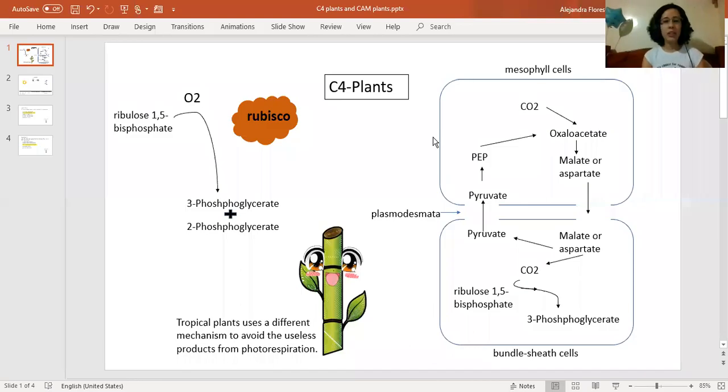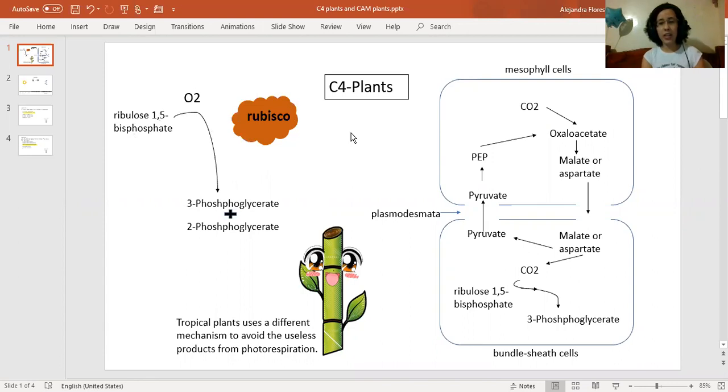Hello, today we're gonna talk about C4 plants and CAM plants. But before that, let's remember this enzyme called Rubisco that has an essential role in the Calvin cycle by fixating the CO2 into ribulose 1,5-bisphosphate.